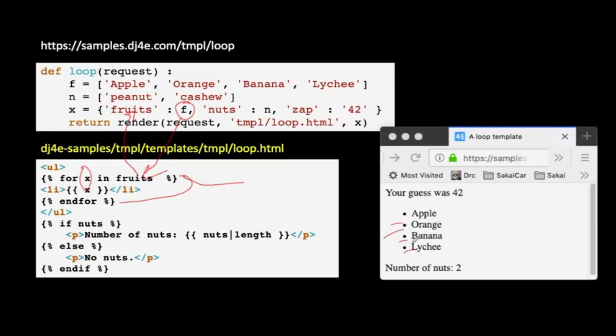Apple, orange, banana, lychee. Now you'll notice that I have an li tag, which is the list item tag, and it just generates all that HTML. And again, the double curly braces are doing HTML entity escaping automatically.